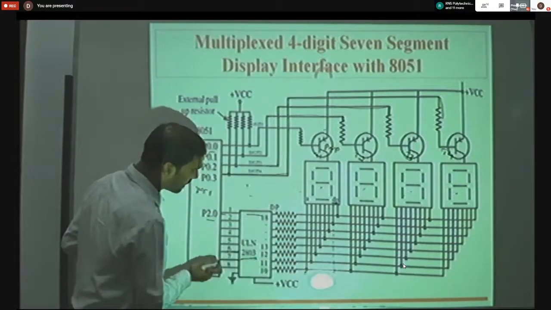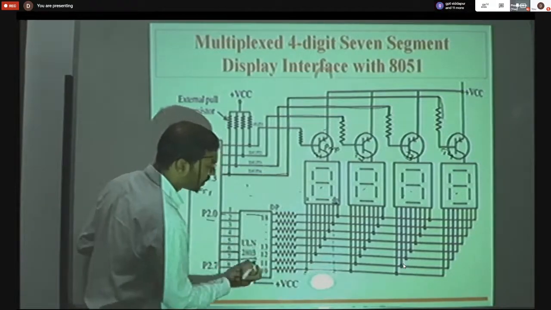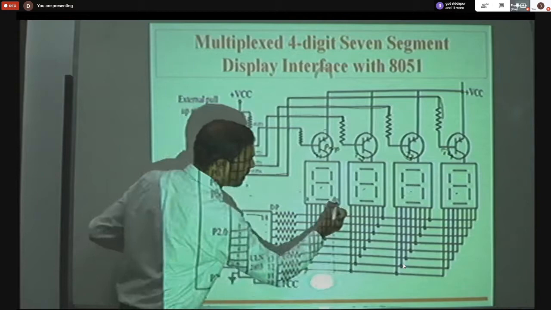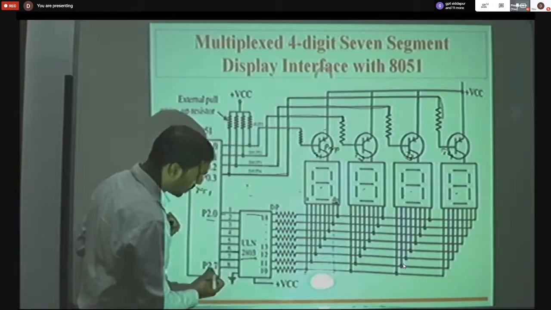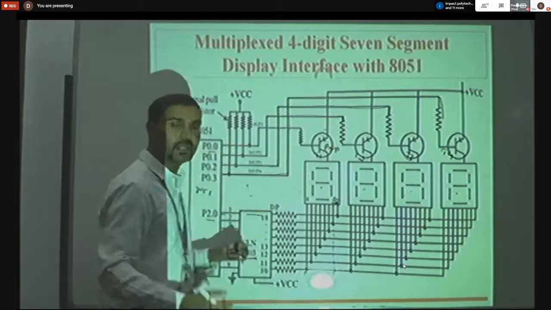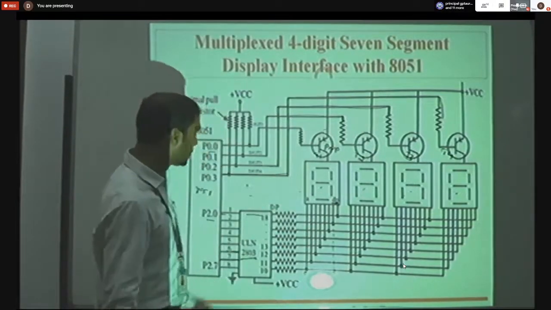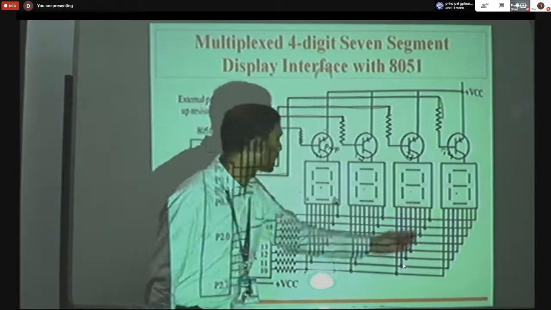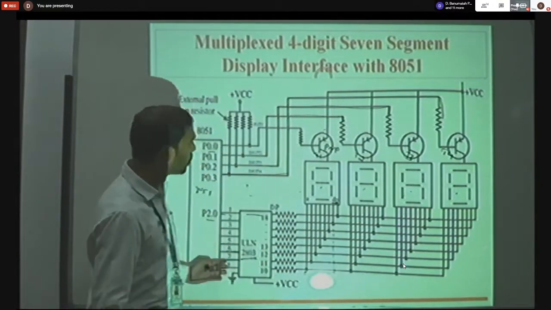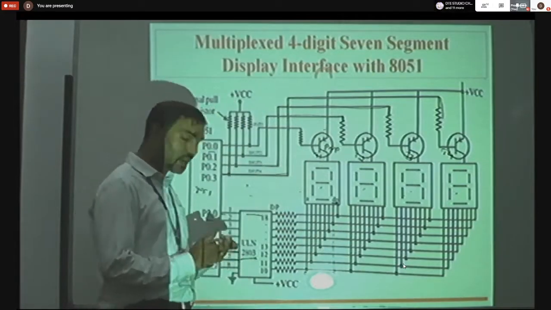Each of these lines is connected to port 2.0 via this driver circuit, and finally the last pin, P2.7, is connected to the decimal point. If it is on, it will display the decimal point. Otherwise, it will not display. Similarly, all the displays are connected to the same port, port 2.